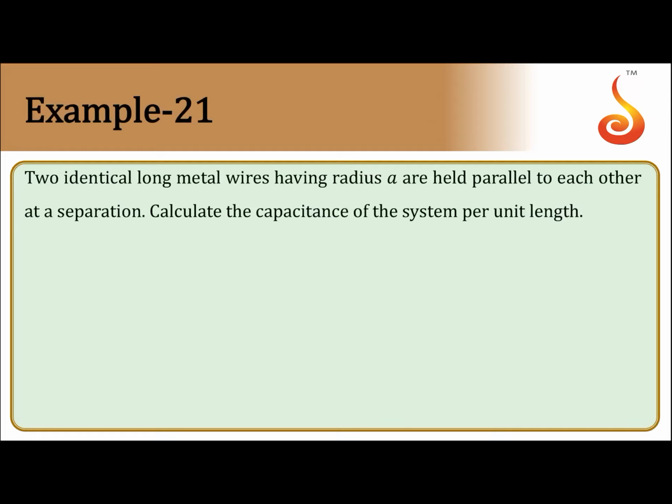Two identical long metal wires having radius A are held parallel to each other at a separation. Calculate the capacitance of the system per unit length. So let it be like this.